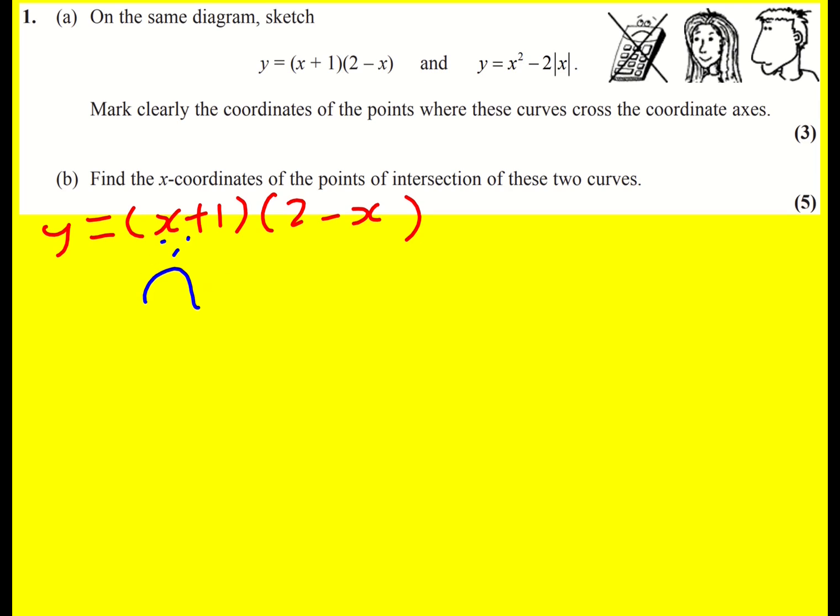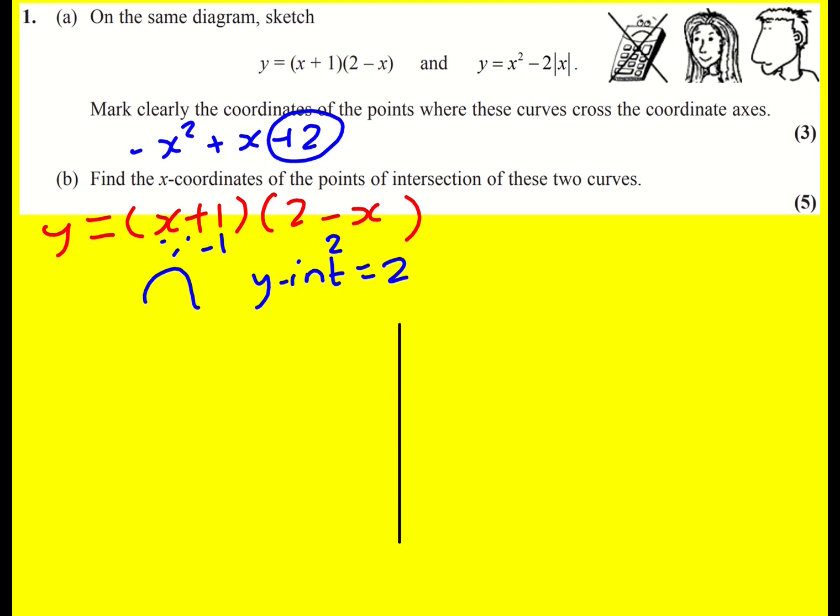If I set y equal to 0 to find the x-intercepts, then I'll get minus 1 and 2 as the x-intercepts, and the y-intercept will be just a constant 1 times 2, which is 2. If I expanded it out, I would get minus x squared plus 2x minus x, so plus x plus 2. And that 2, when x is 0, is the y-intercept: y is equal to 2.